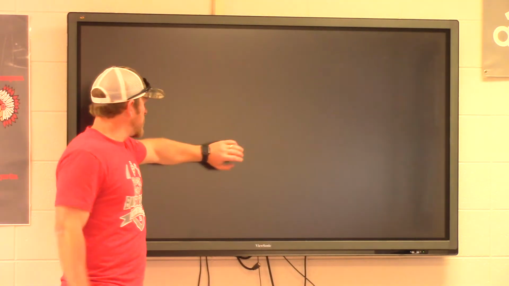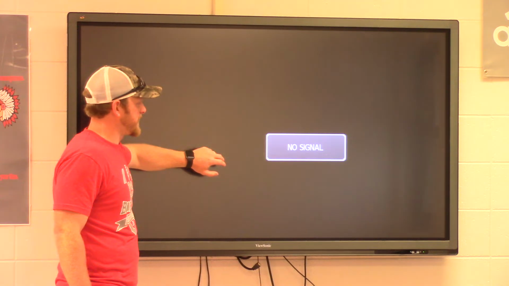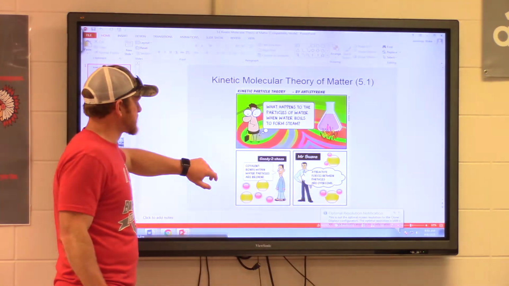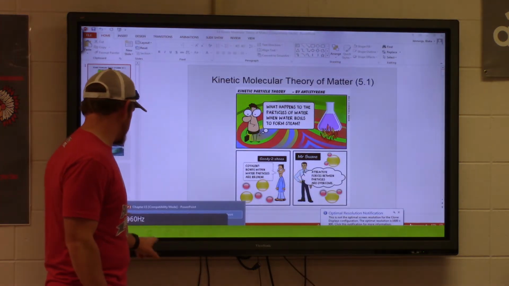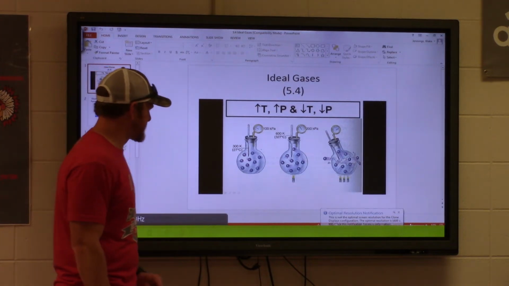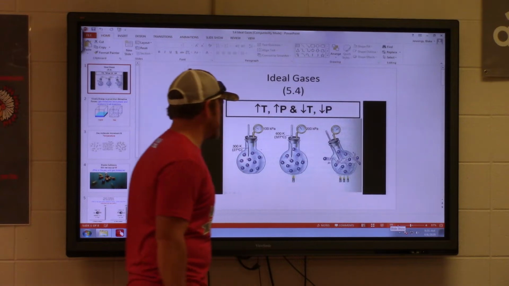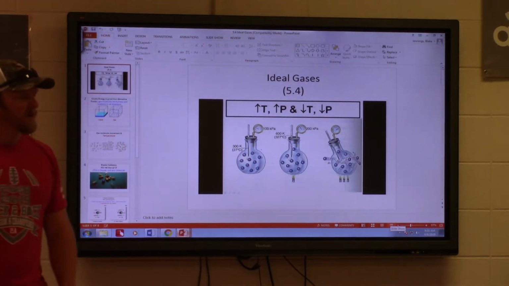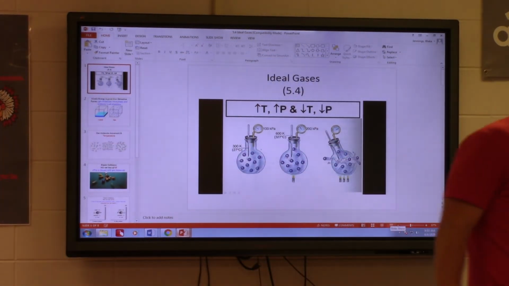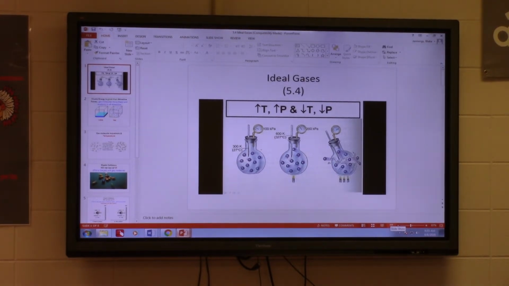Now I have one more PowerPoint here for you today that goes along with ideal gases. And how do ideal gases work? This is where we will do a little bit of math that is involved here. Let me get the slideshow going.